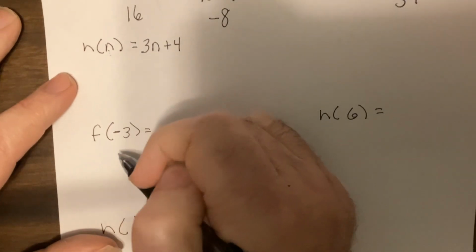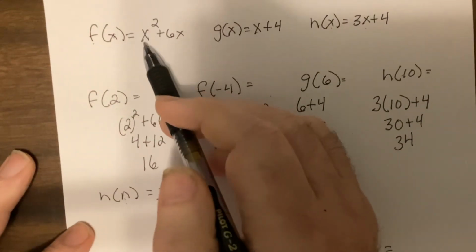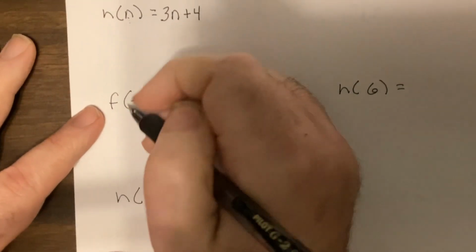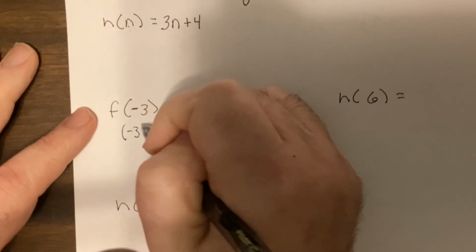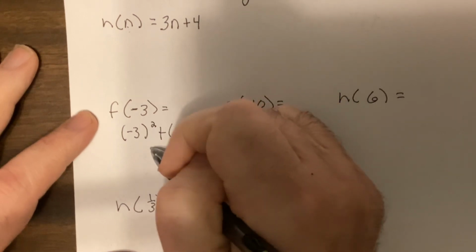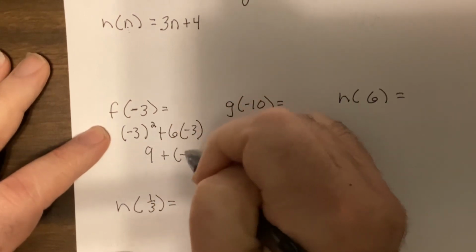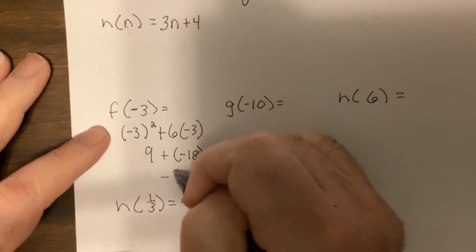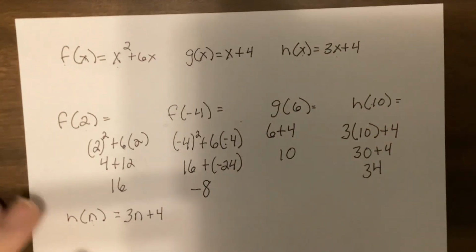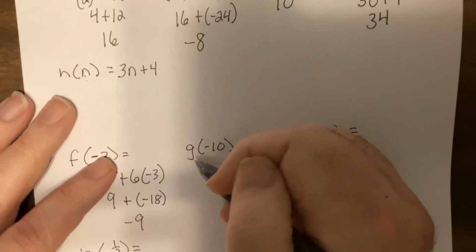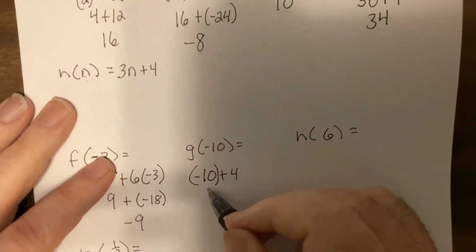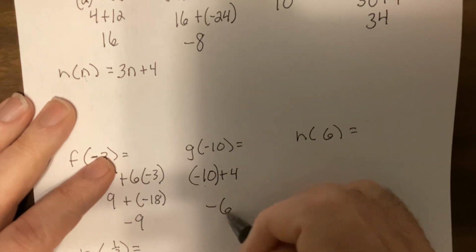Okay, so f of negative 3, function f is here, so we're going to put negative 3 in for x. So it'd be negative 3 squared plus 6 times negative 3. So it'd be 9 plus negative 18, that would be minus 9. G says take the number and add 4, so it'd be negative 10 plus 4, and that would be negative 6.